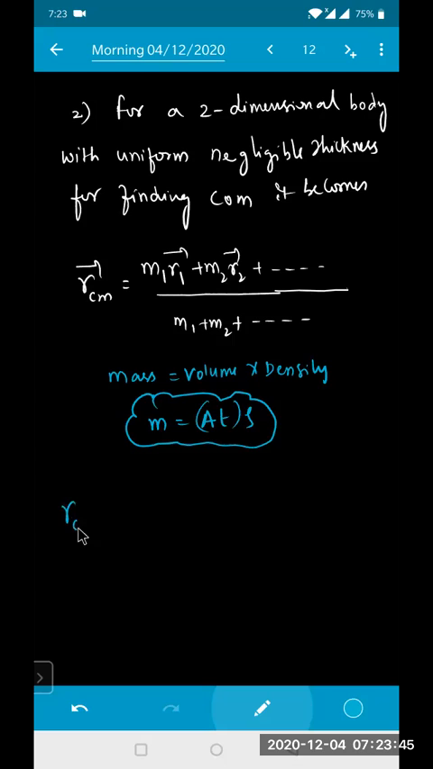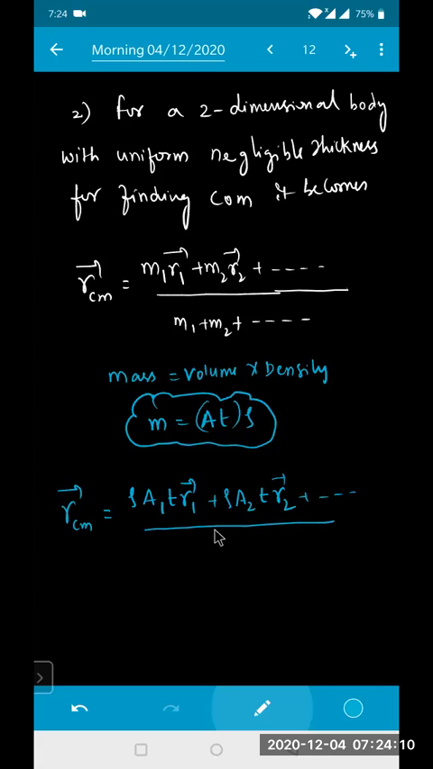So the formula becomes R_CM bar equals rho, the density of the metal which remains the same, into A1 into thickness T into R1 bar, plus rho into A2 into T into R2, and so on, divided by the total mass, rho A1 T plus rho A2 T. The thickness is negligible, so T is the same.